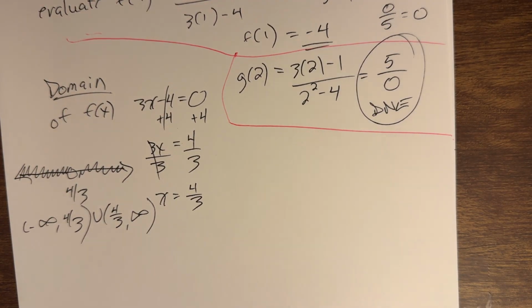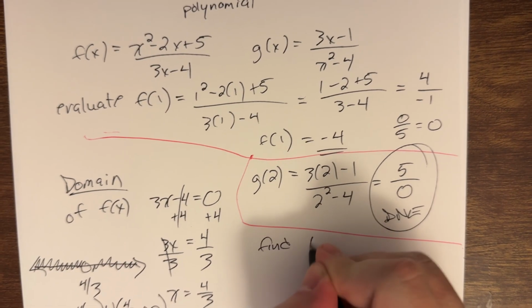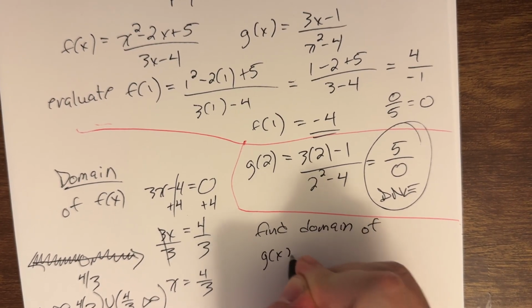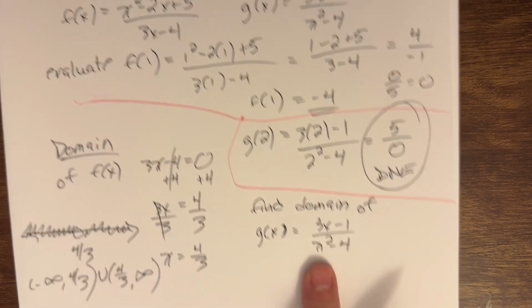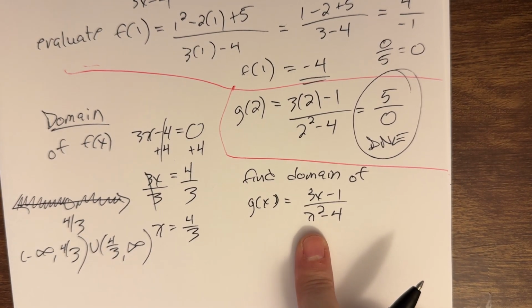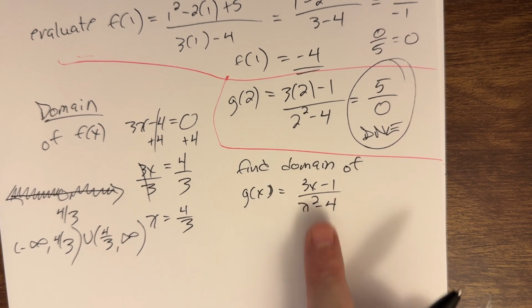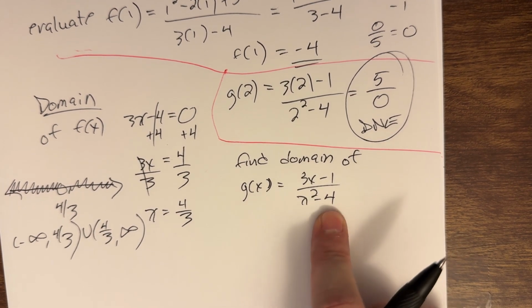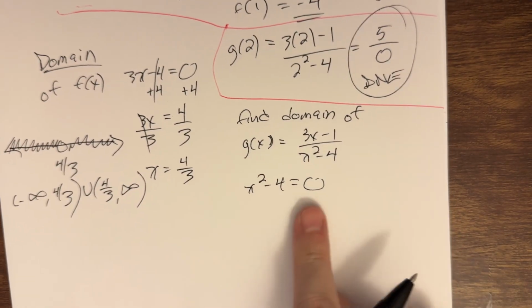Okay, let's do that again. In the next problem, we'll come over here and we'll look at G. Let's find the domain of G of x is the 3x minus 1 over x squared minus 4. And in that same way, the numerator doesn't matter. The domain is about the denominator in this problem. That's where I can get potential trouble. So I'd set that denominator equal to 0.